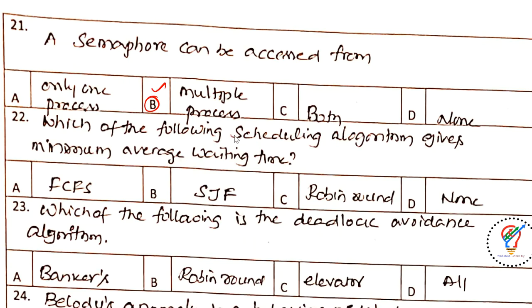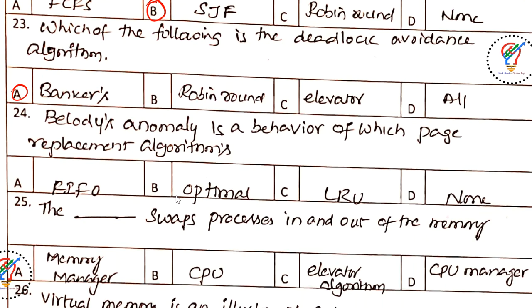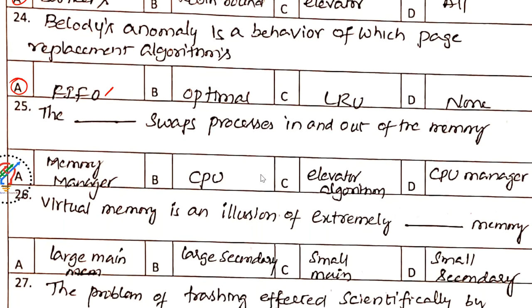Next one, which of the following scheduling algorithms gives minimum average waiting time? This question was already discussed in my previous videos, so the answer is SJF. Next one, which of the following is a deadlock avoidance algorithm? This question was also discussed, but because it's an important question, I'm repeating it again and again. It is Banker's algorithm. Next one, Belady's anomaly is a behavior of which page replacement algorithm? It is FIFO, first in, first out. The other options are optimal, LRU, and none. Next one, 25th question here.